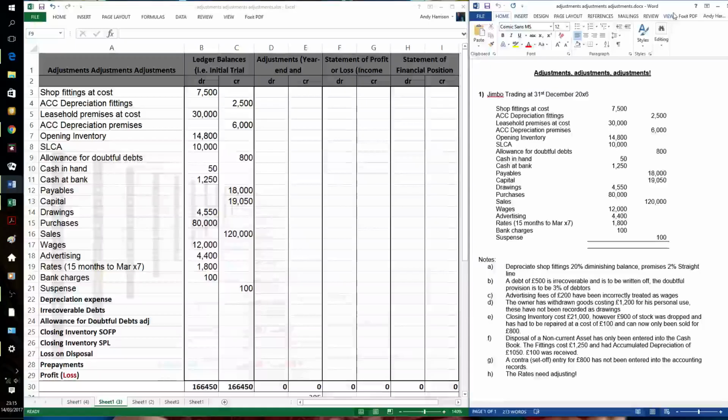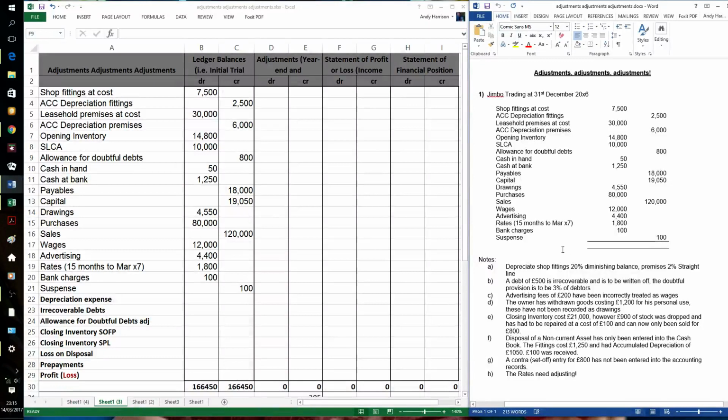Hello accounts people, time to have a look at some adjustments. We have a little array of adjustments and corrections down here. Our initial trial balance that I've already transferred into the extended trial balance spreadsheet included a suspense account of 100, but otherwise it's pretty routine.